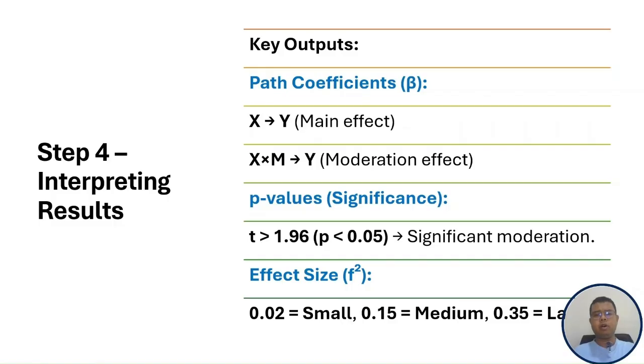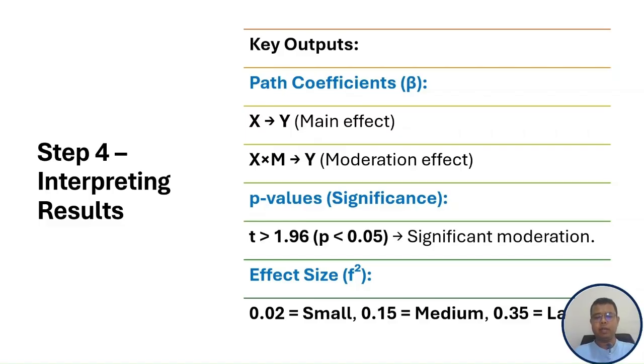After clicking these two options, when we interpret the results, we should focus on 3 parameters. Number 1, the path coefficient, I mean the beta value. Number 2, the p-values, which indicate the significance level. And number 3, the effect size. When we investigate the path coefficient, we need to look at two things: number 1, the main effect, I mean the direct effect, and number 2, the moderation effect. If the t-value is greater than 1.96, it is significant, because the p-value will be less than 0.05.